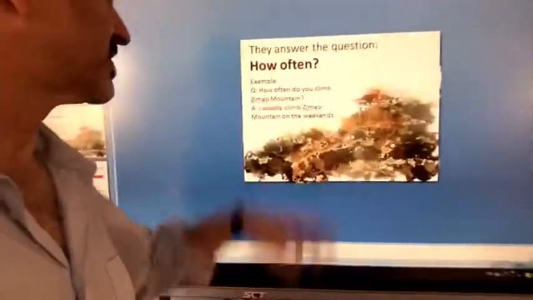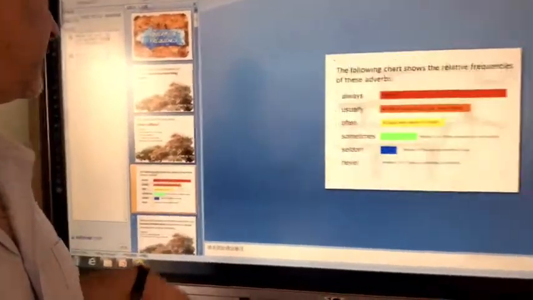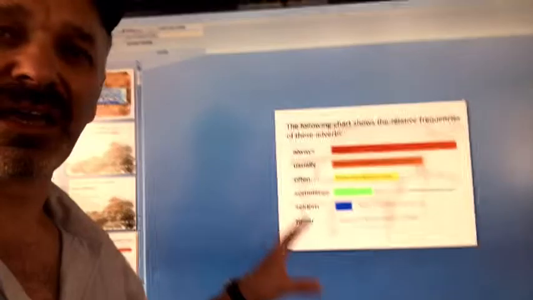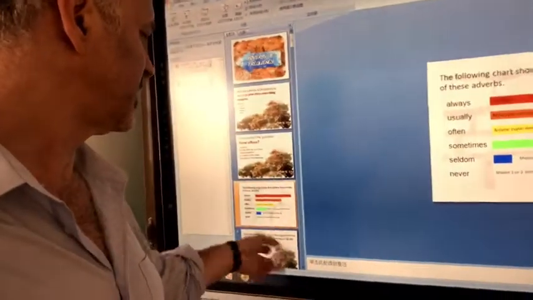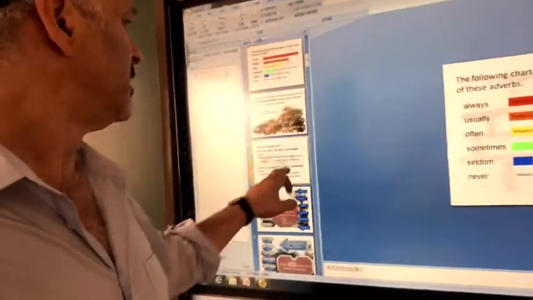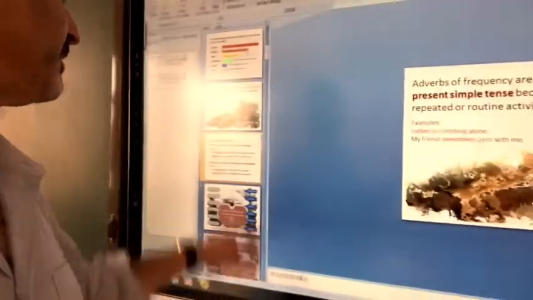So we begin by talking about what adverbs of frequency are, what we are talking about here, and answer the question how often. And I give them a chart here, with some of those adverbs, and show them what the frequency means in a graphic, easier way to understand it. Using the present simple tense here, because we're talking about routines usually when you're using these adverbs. Go into that a little bit.